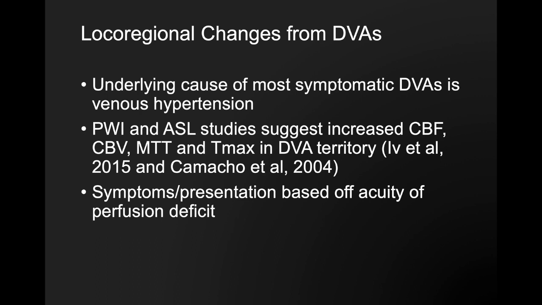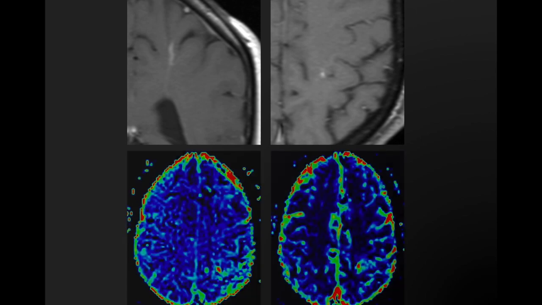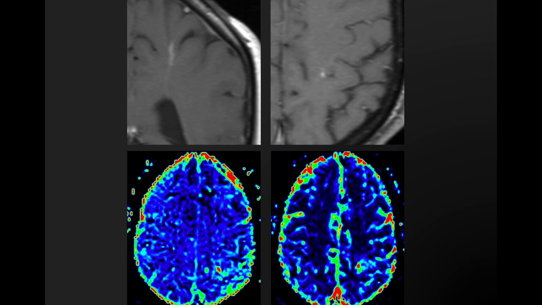Whereas if things are happening a little bit slower, then perhaps various collateral pathways can form. So here's just an example of a DVA that was associated with increased cerebral blood volume in the territory of the DVA, and it makes sense, right? It's a slow flowing area, so you have dilated veins, so you are going to have an increase in the cerebral blood volume, and you can see that right here as well.